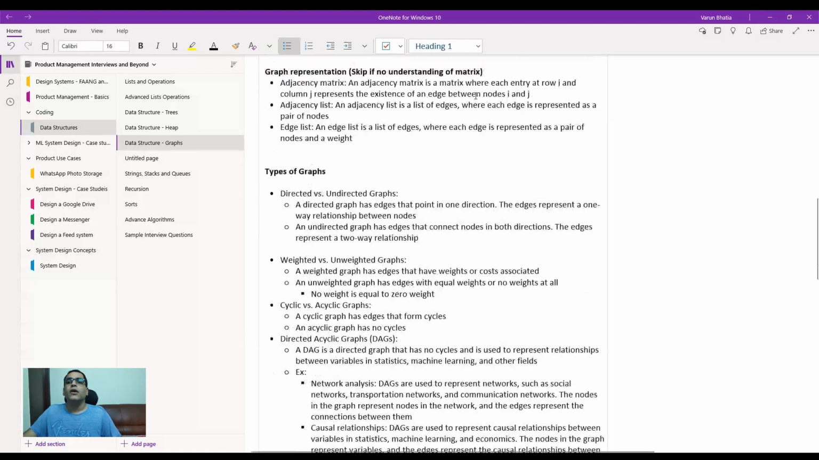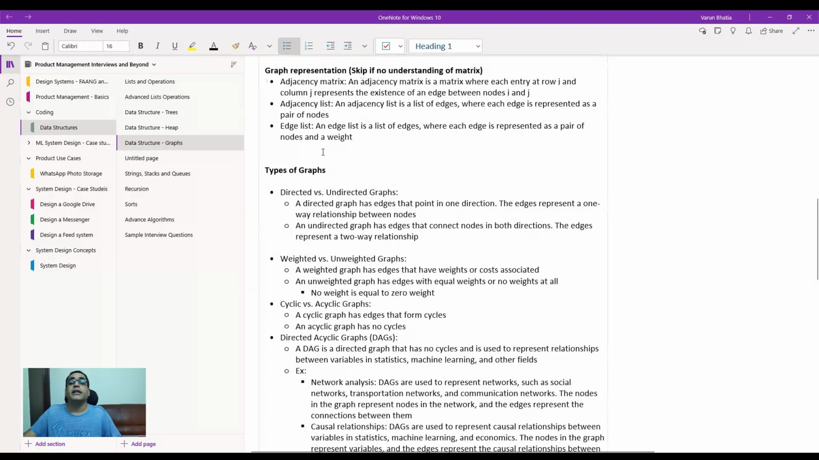So, going on to the representation, right? The graph representation, I would suggest, if you have no understanding of matrices, skip this section. It requires a basic understanding of matrices. What are matrices, rows, and columns? How do you represent a matrix item? If you want to understand more, I would say leave a comment. If you have an understanding, let's go ahead.